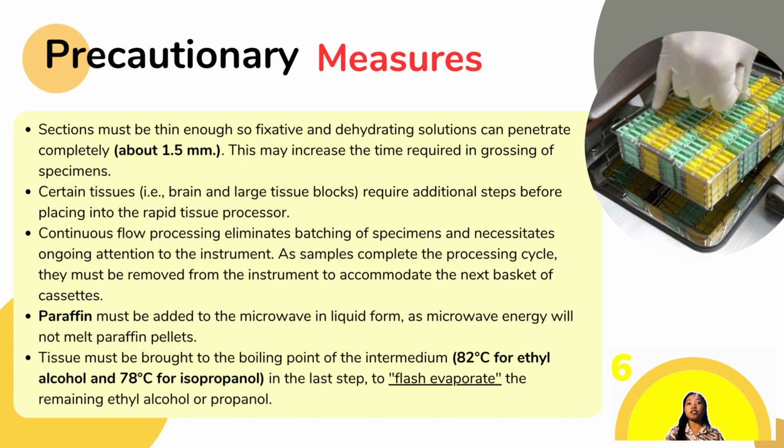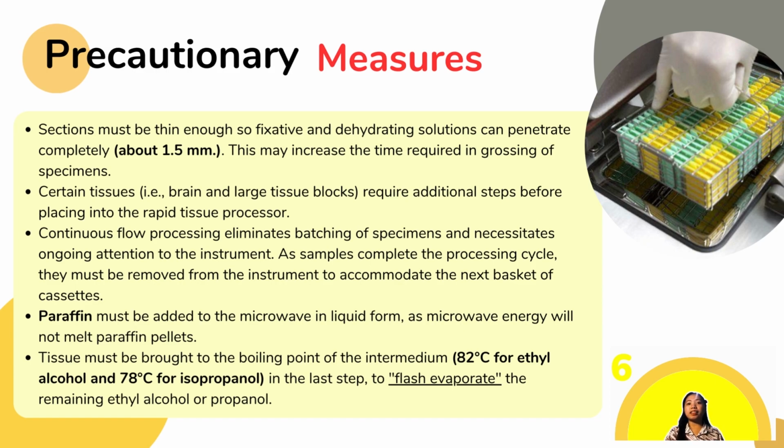First, sections must be thin enough so fixative and dehydrating solutions can penetrate completely, which is about 1.5 mm. This may increase the time required in grossing of the specimens. Certain tissues like brain and large tissue blocks require additional steps before placing into the rapid tissue processor. Continuous flow processing eliminates batching of specimens and necessitates ongoing attention to the instrument.